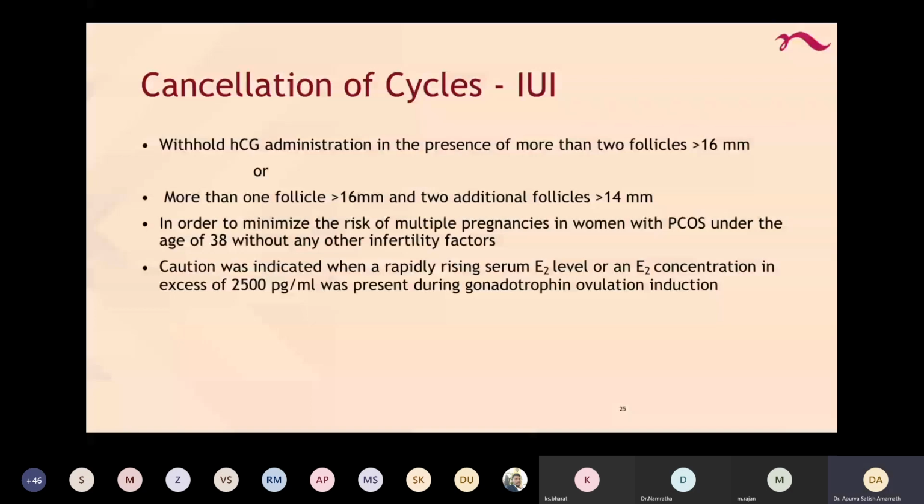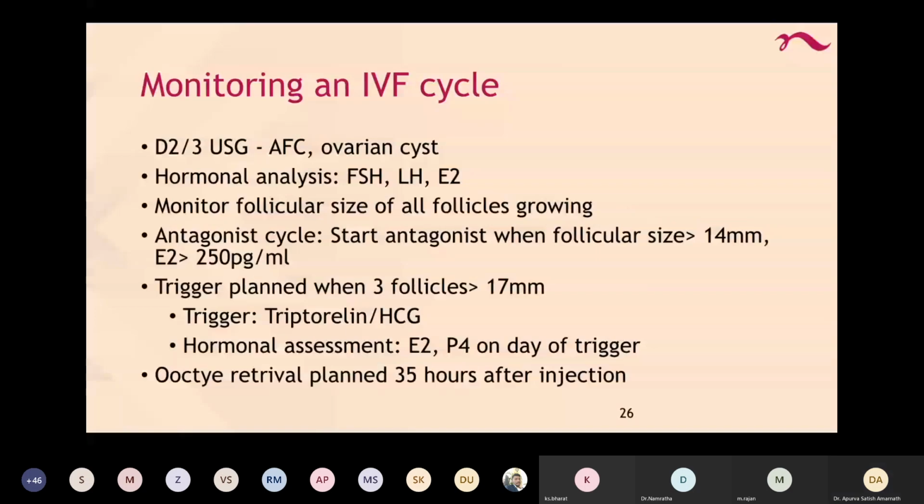Next, coming to the monitoring of an IVF cycle. Overall, this is the protocol that we generally follow. A day 2, day 3 ultrasound is done to check the antral follicular count, to see if there's any presence of ovarian cysts, and the endometrial thickness. A hormonal analysis can be done at this point on the 2nd or 3rd day, an FSH, LH, and an E2, to check for the suitability of starting and also to help decide the dose.